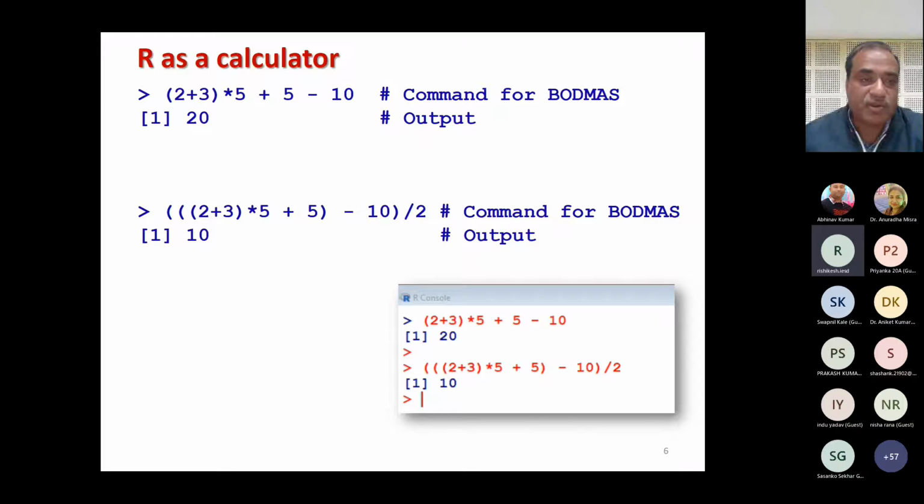Now, for example, if I write 2 plus 3 into 5 plus 5 minus 10, you can see 2 plus 3 is 5, then 5 into 5 is 25, 25 plus 5 is 30, 30 minus 10 is 20.